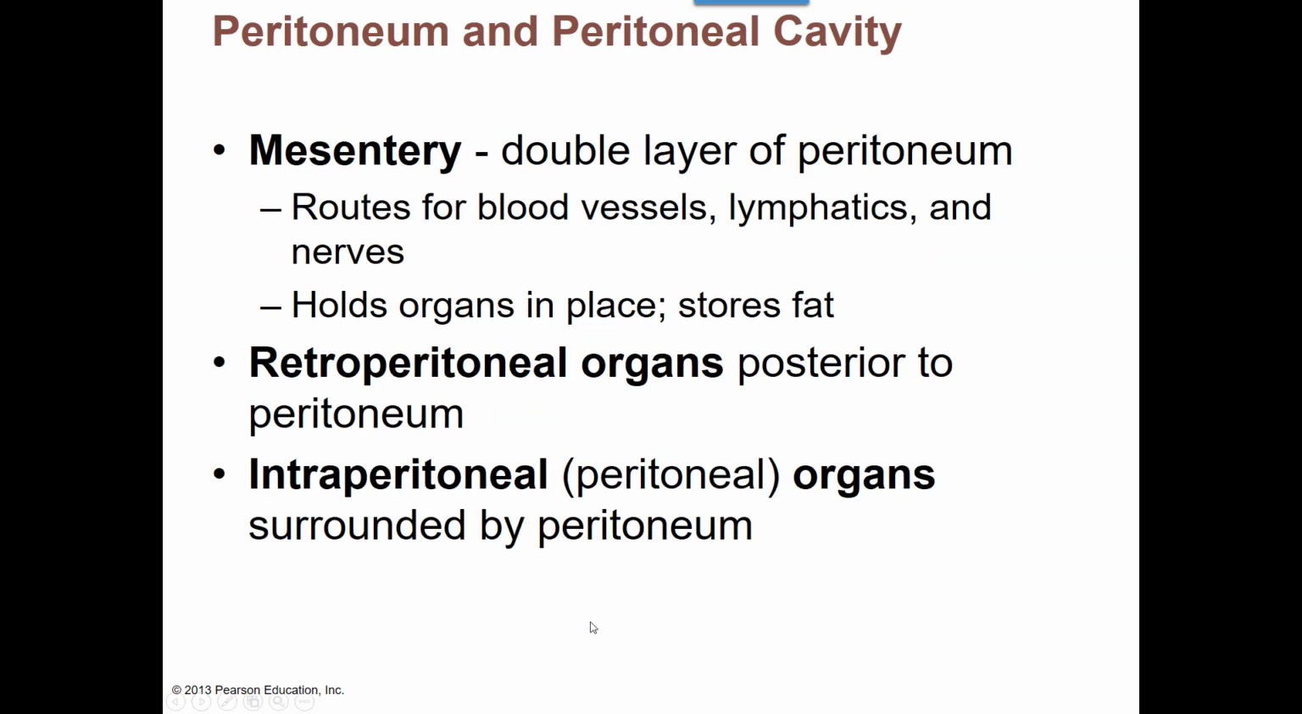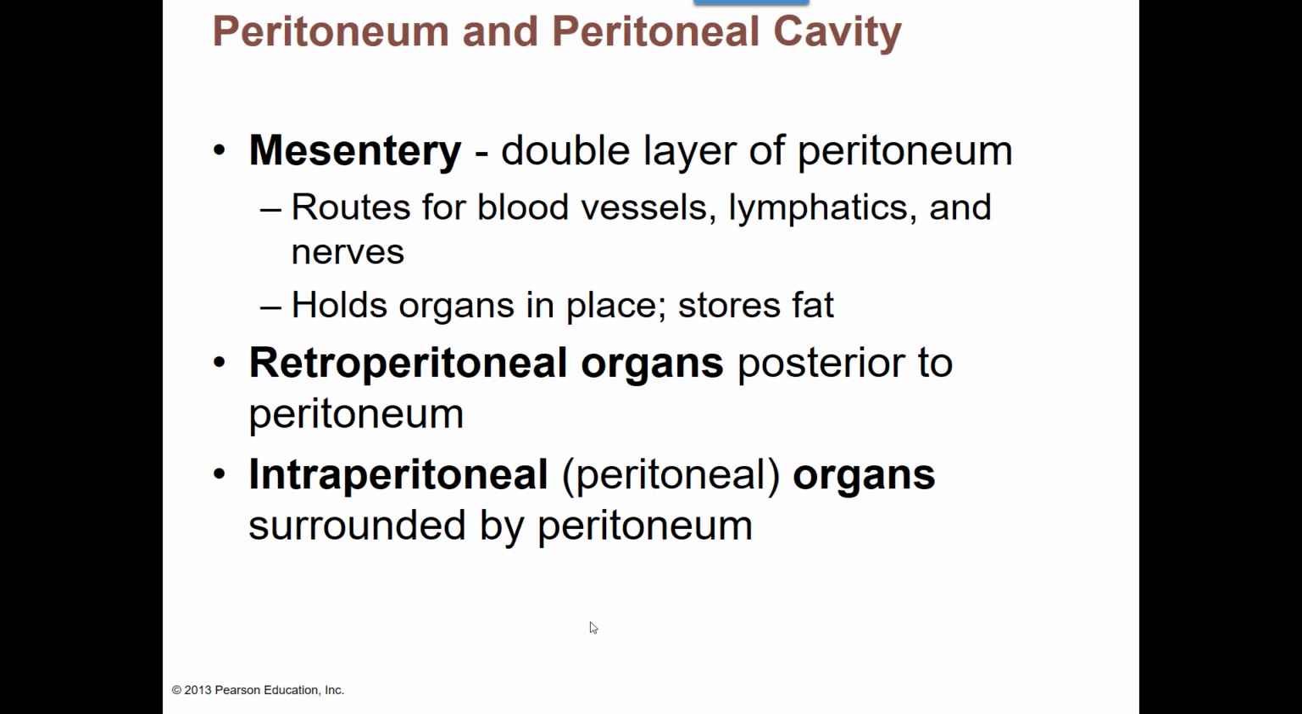Now, another term when we're talking about the peritoneum and the peritoneal cavity is the mesentery. It's a double layer of peritoneum, so the same type of material, and it routes blood vessels, lymphatic vessels, and nerves to all the different organs. They're not just floating around, hanging out.